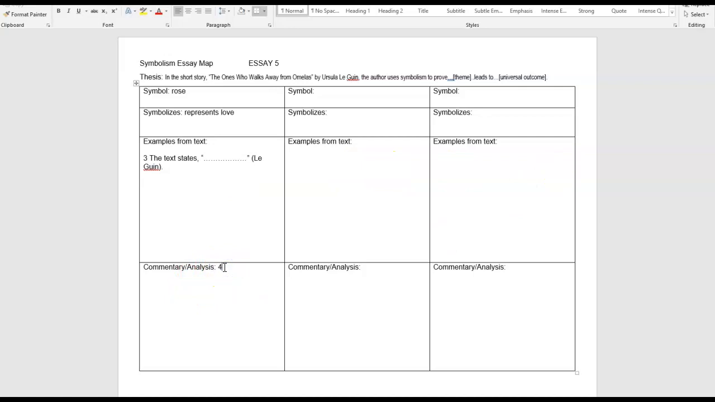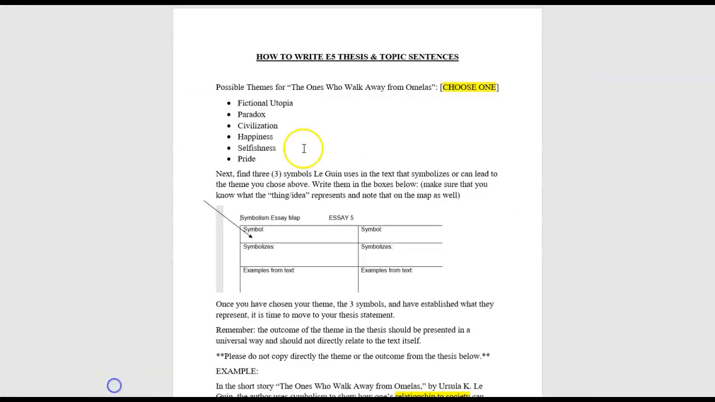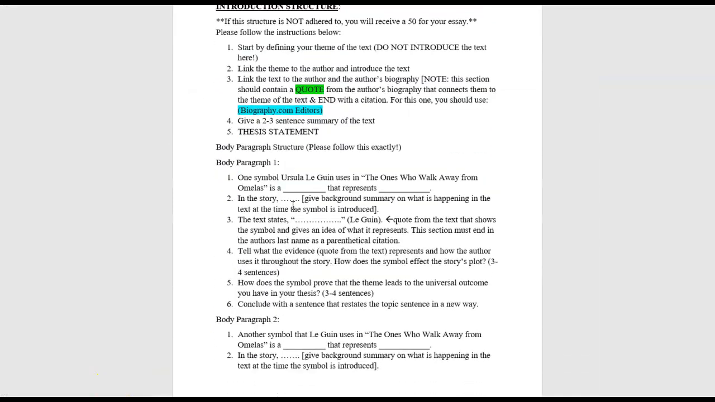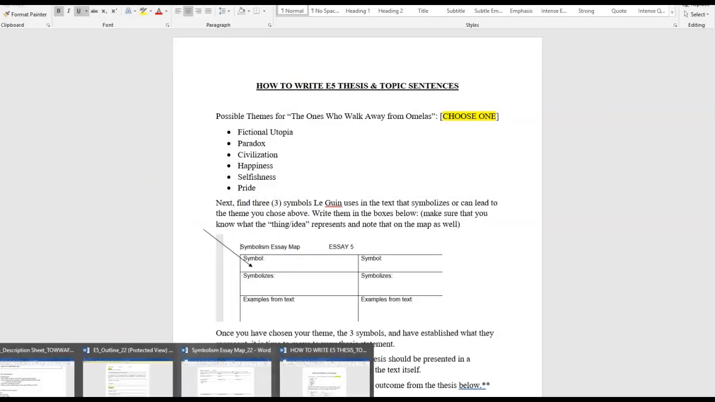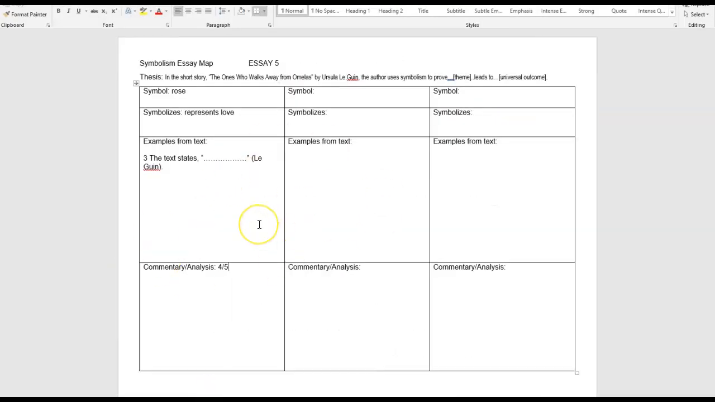Your commentary and analysis should be number 4 and 5 from your How to Write guide. If you look at that, it will say, tell what the evidence, quote from the text, represents and how the author uses it throughout the story. Okay, number 5, how does the symbol prove that the theme leads to the universal outcome you have in your thesis? So you want to go ahead and begin that commentary in your map when you submit.